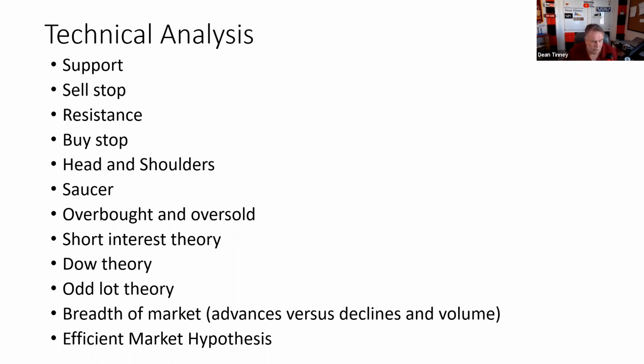We talked about a head and shoulders pattern. We talked about saucer. We talked about overbought and oversold. So the next thing we want to talk about is short interest theory. Short interest theory is counterintuitive, but it says the short sellers can accelerate a bullish trend, because as the stock goes up and it trades through, let me get out my annotation tool.